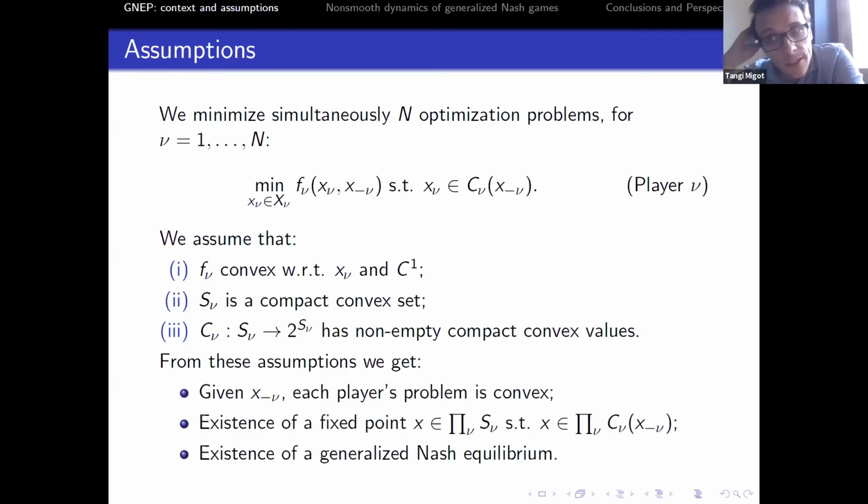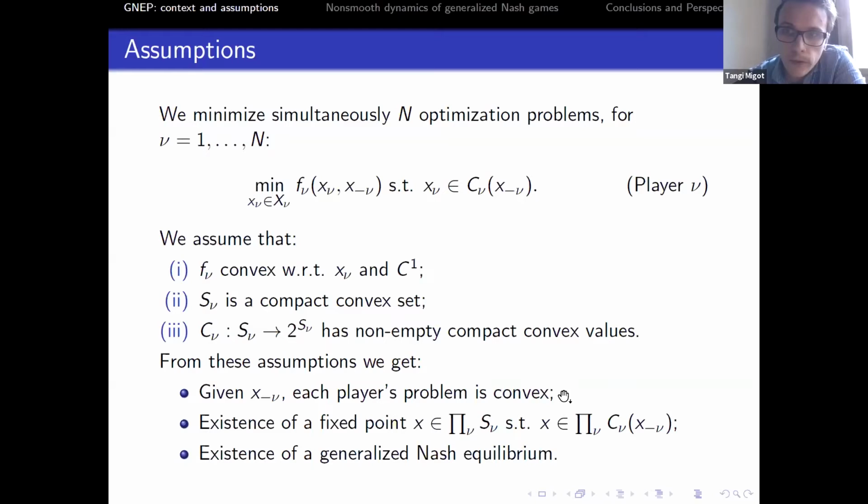And what do we get from these assumptions that are very classical? First thing is that each optimization problem is convex if you fix x minus nu, because C nu of x minus nu is always convex then. And the objective function is convex.